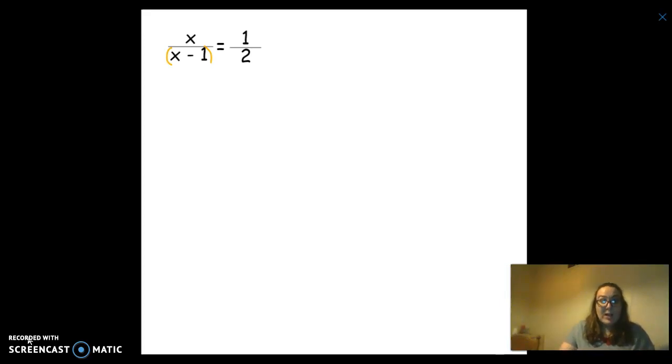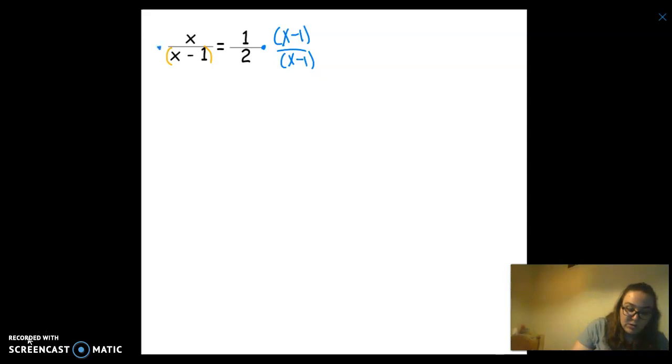Okay, so what does the left fraction, x over x minus 1, have that the right fraction, 1 over 2, needs? Well, for the denominator, it needs that quantity x minus 1. Okay, what does the right fraction, 1 over 2, have that the left fraction needs? Well, they have the 2 on there, okay? So I'm going to multiply by 2 over 2.